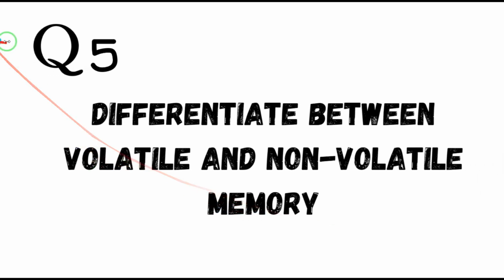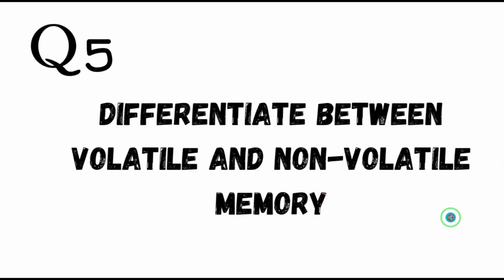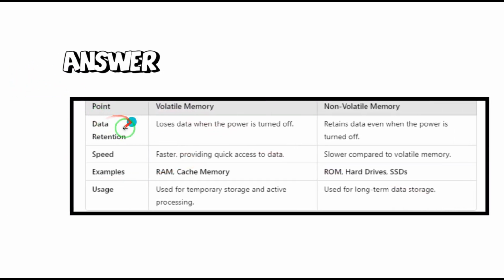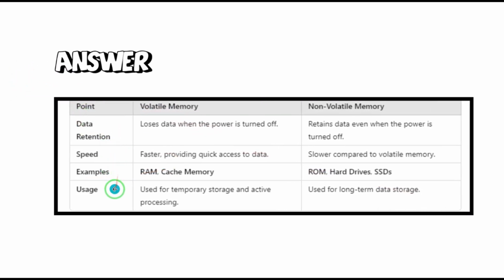Question number 5 is, differentiate between volatile and non-volatile memory. So, data retention, speed, examples, and usage. Volatile memory loses data when the power is turned off. Non-volatile memory retains data even when the power is turned off.